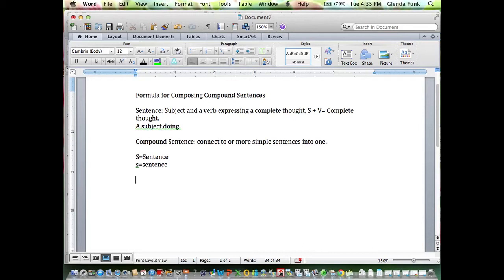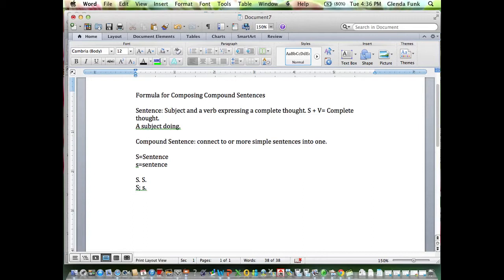We have to connect our ideas together, and we use punctuation to help our ideas make sense. So we can have a sentence followed by a period, followed by another sentence, and that makes sense. And we know now that the S's each equal simple sentence. Then the next part of the formula is we can have a sentence, then a semicolon, and a sentence following that, and now we have a compound sentence.